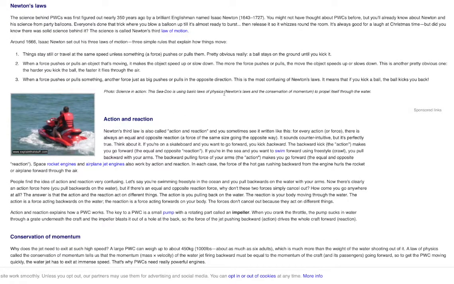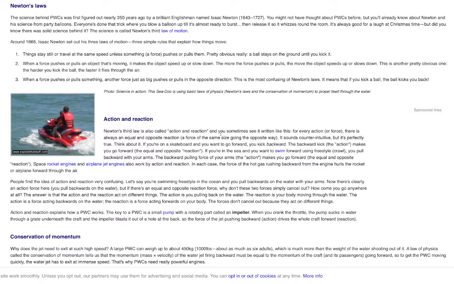Now, this is an explanation that I found on this website. It talks about Newton's laws here, but I wanted to read this section really quick. Action and reaction, which is Newton's third law. You sometimes see it written like this: for every action or force, there is always an equal and opposite reaction, a force of the same size going the opposite way. It sounds counterintuitive, but it's perfectly true.